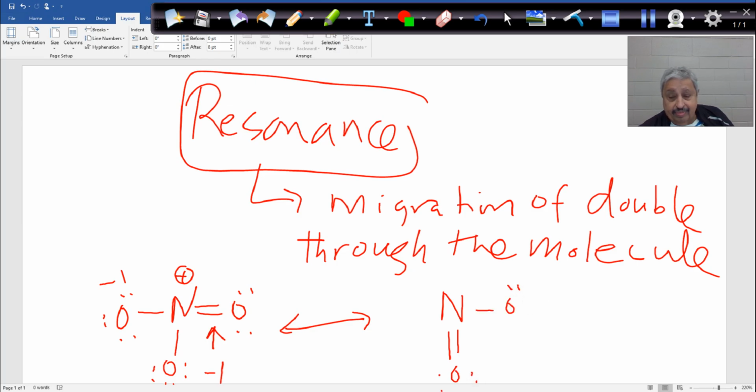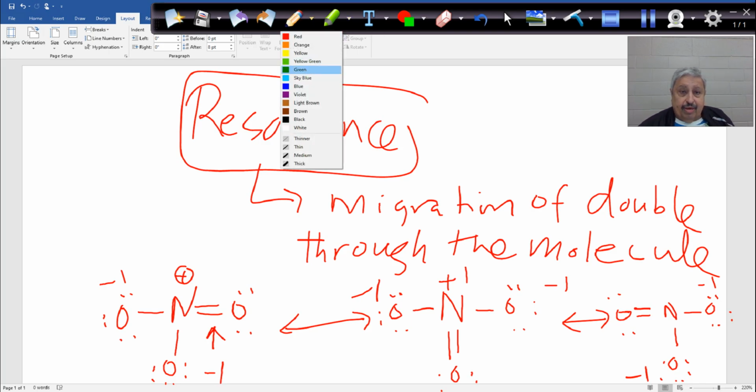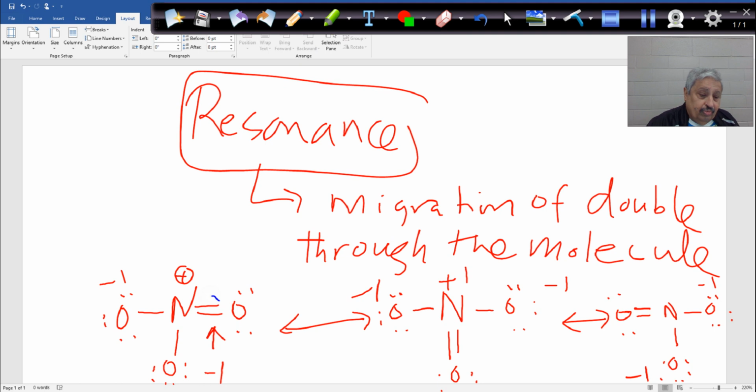Now this one here, minus 1, plus 1, minus 1. It can migrate further, and it will be here. Here is the double bond. Here is minus 1, and here is minus 1. So the migration of the double bond from one position throughout the molecule is called resonance.